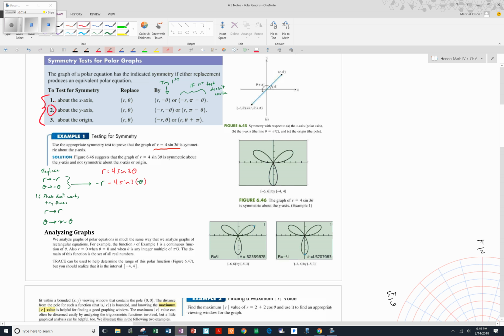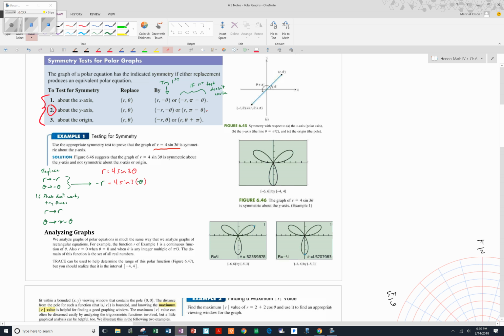Much like when we put in negative x into f of x to test whether a function was even or odd, we are going to be replacing r and theta in our polar equations with negative r and negative theta respectively. So that is what we're going to try first. You might notice we have two different sets here. We're going to try these first because they're easier to put in. If we're testing for symmetry about the x-axis, y-axis, or origin, we have these three different tests. If they don't work, then we will move to this second set here.